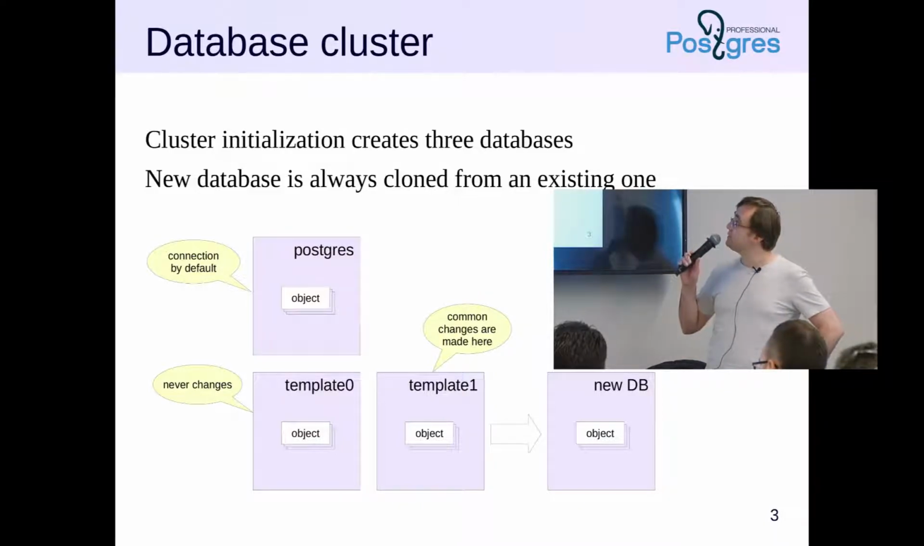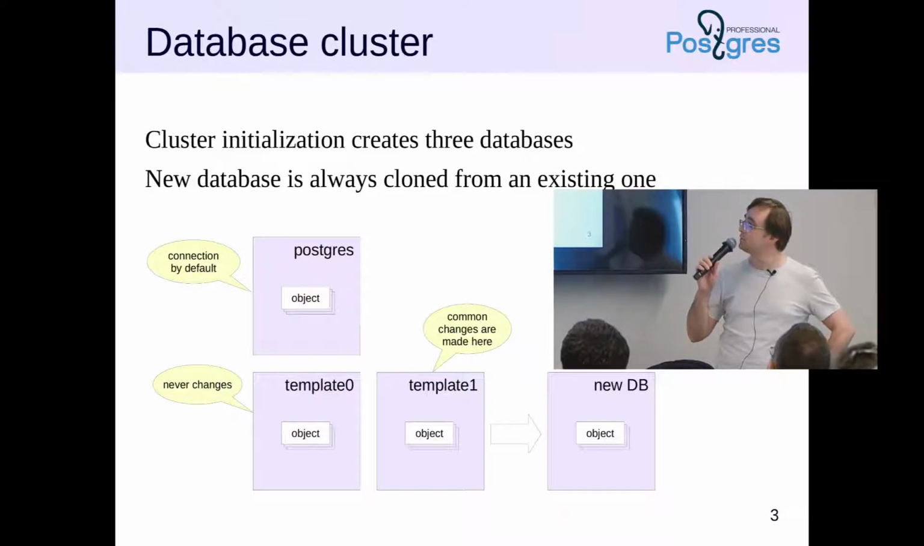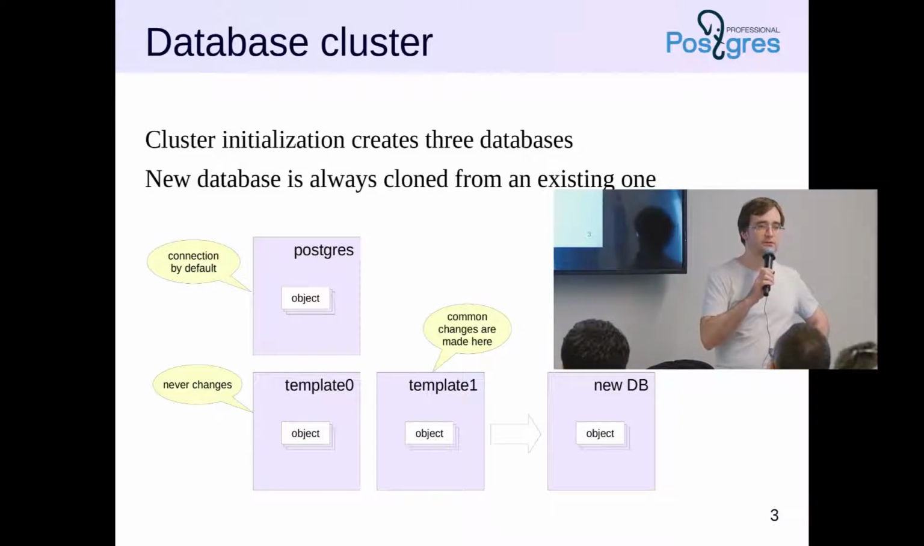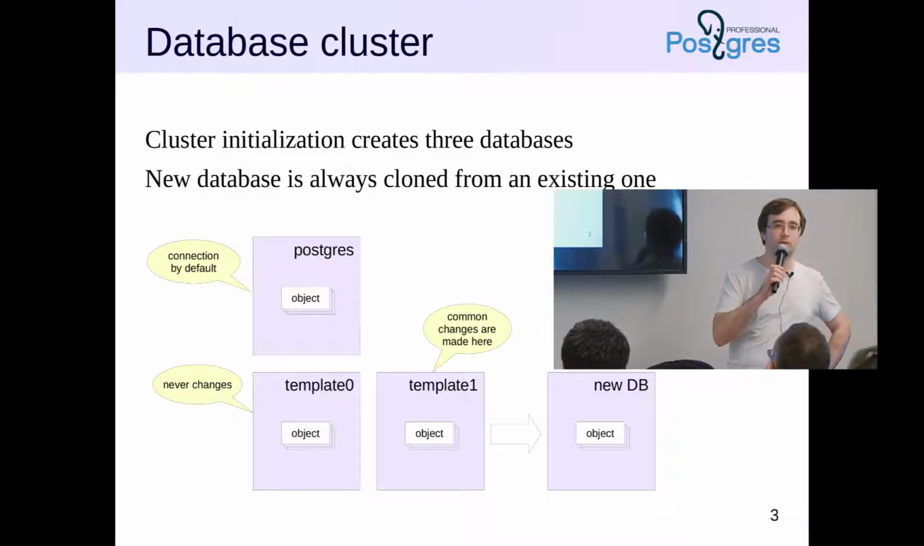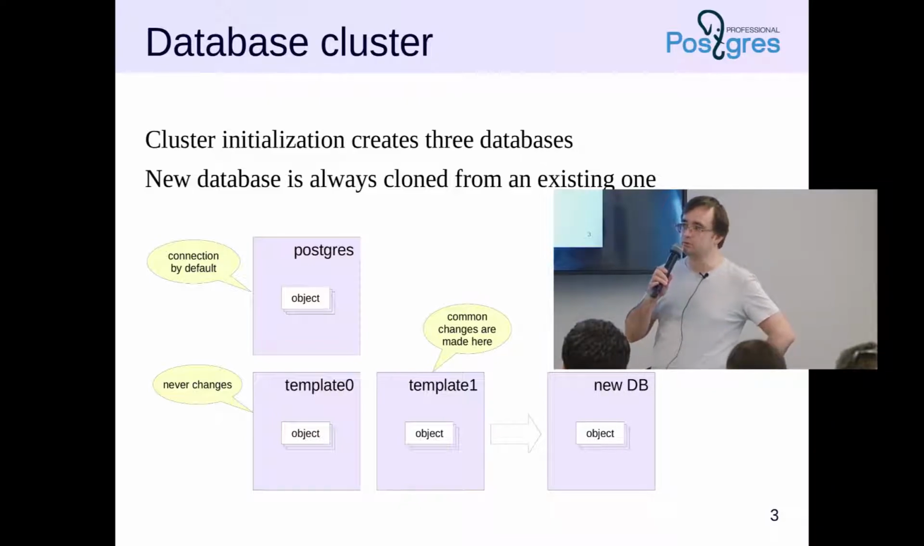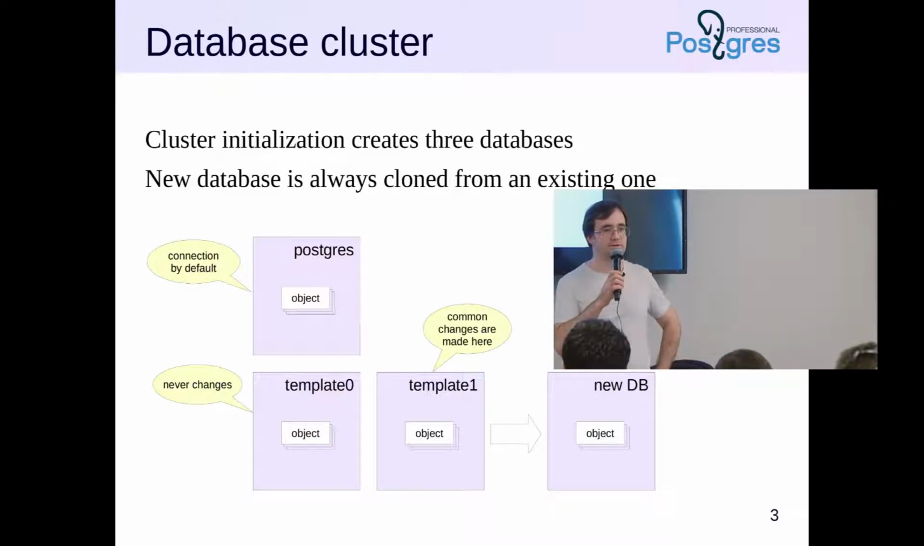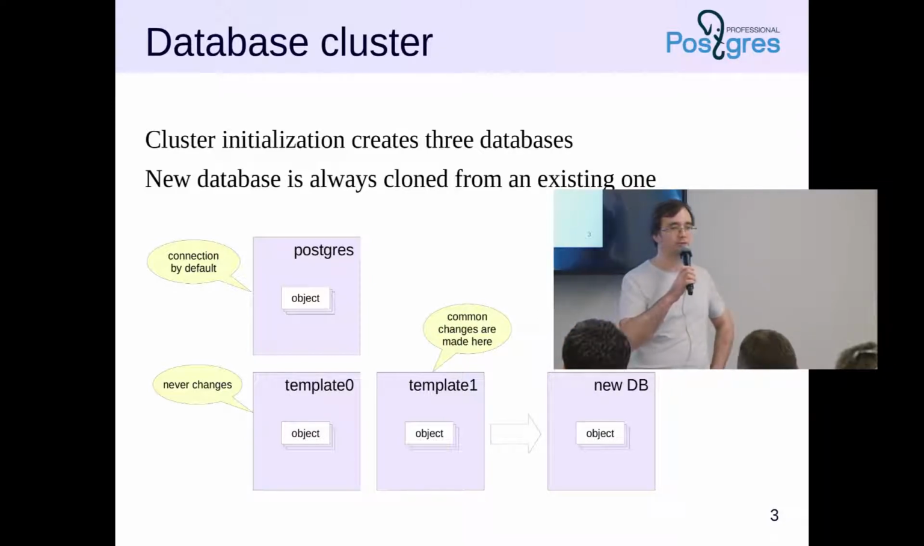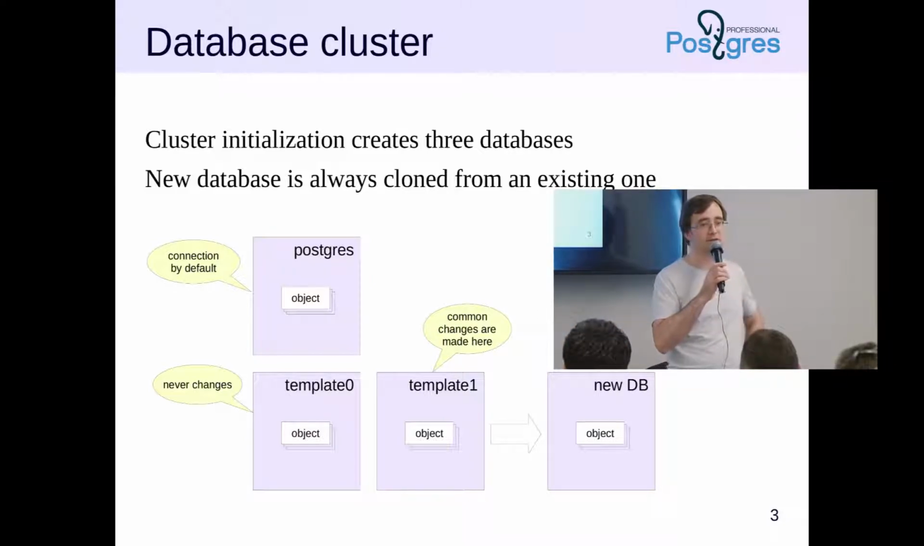3 databases, they have fixed names. The first database is postgres. This database is used for default connections. When you use the postgres operating system user, you connect to the postgres database.